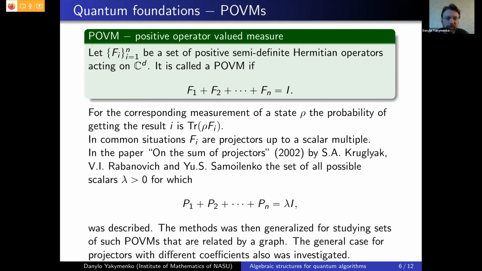And the POVM, in most situations in practice or even in theory, most people are interested in POVMs such that those operators are actually projectors, maybe up to a scalar, right? So, for example, there is just a PVM, projection valued measures, and for example, the von Neumann measurement, where we just have a basis, a measurement that we can construct from just an orthogonal basis, right?